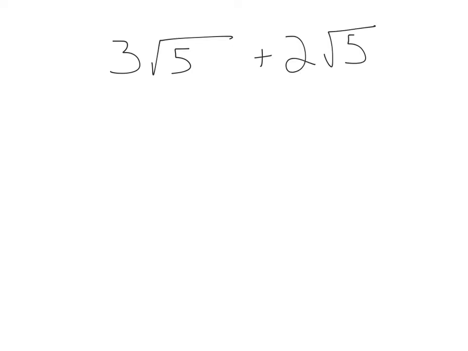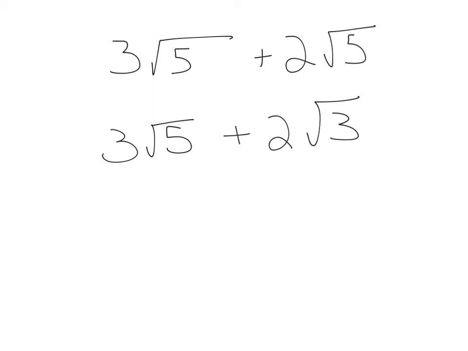Just like we have like terms and unlike terms when we're talking about variables and their exponents, we also have like radicals and unlike radicals. And it's got to do with what is underneath the radical sign. So these are like radicals. These are unlike radicals. Notice it's got to do with this portion here.